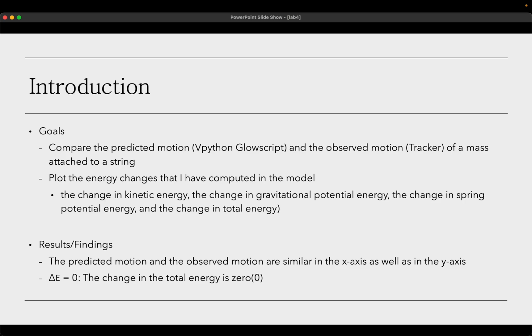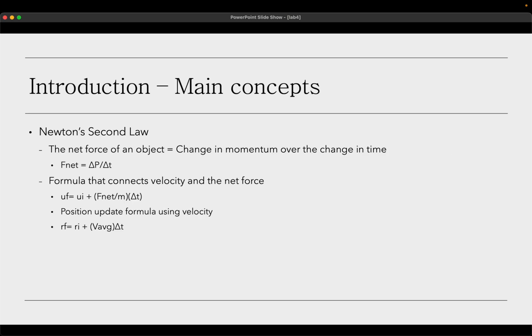Introduction: our goal was to compare the predicted motion and the observed motion of a mass attached to a string, and also to plot the energy changes that we have computed in the model: the change in kinetic energy, the change in gravitational potential energy, the change in spring potential energy, and the change in total energy. Some of the results: the predicted motion and the observed motion are similar in the x-axis as well as in the y-axis, and the change in the total energy is 0.